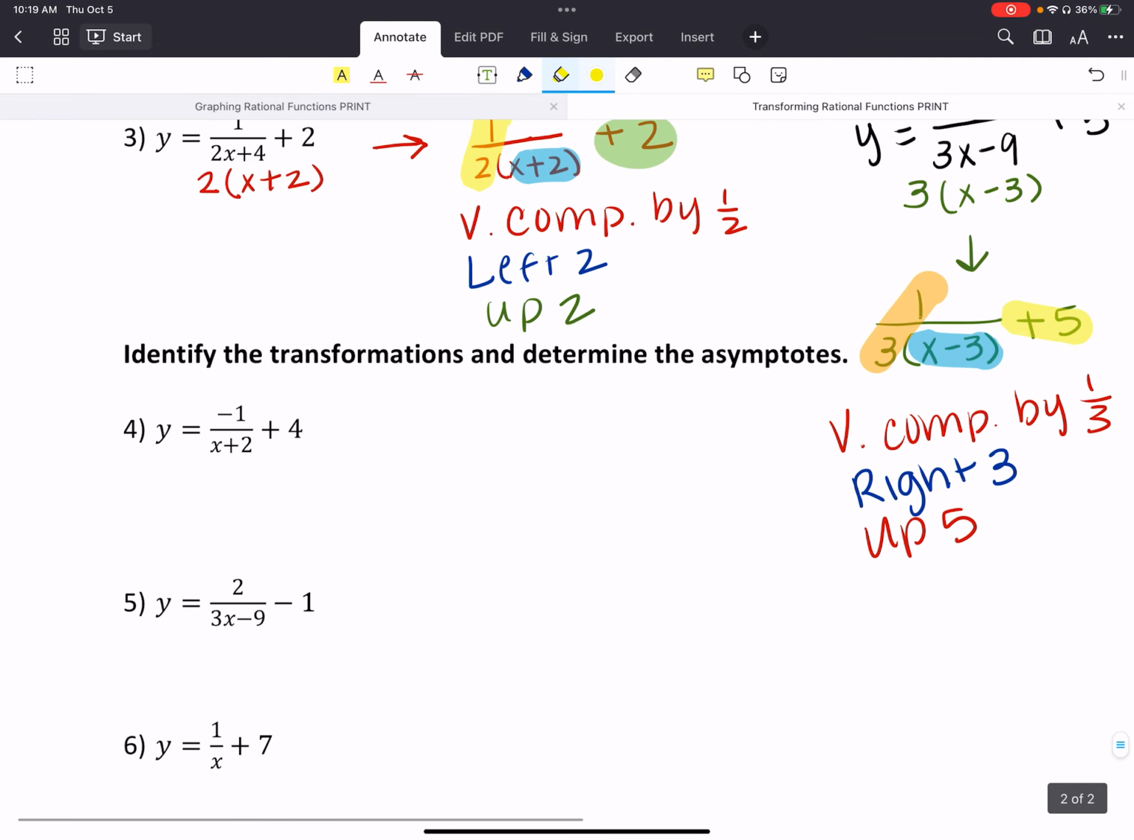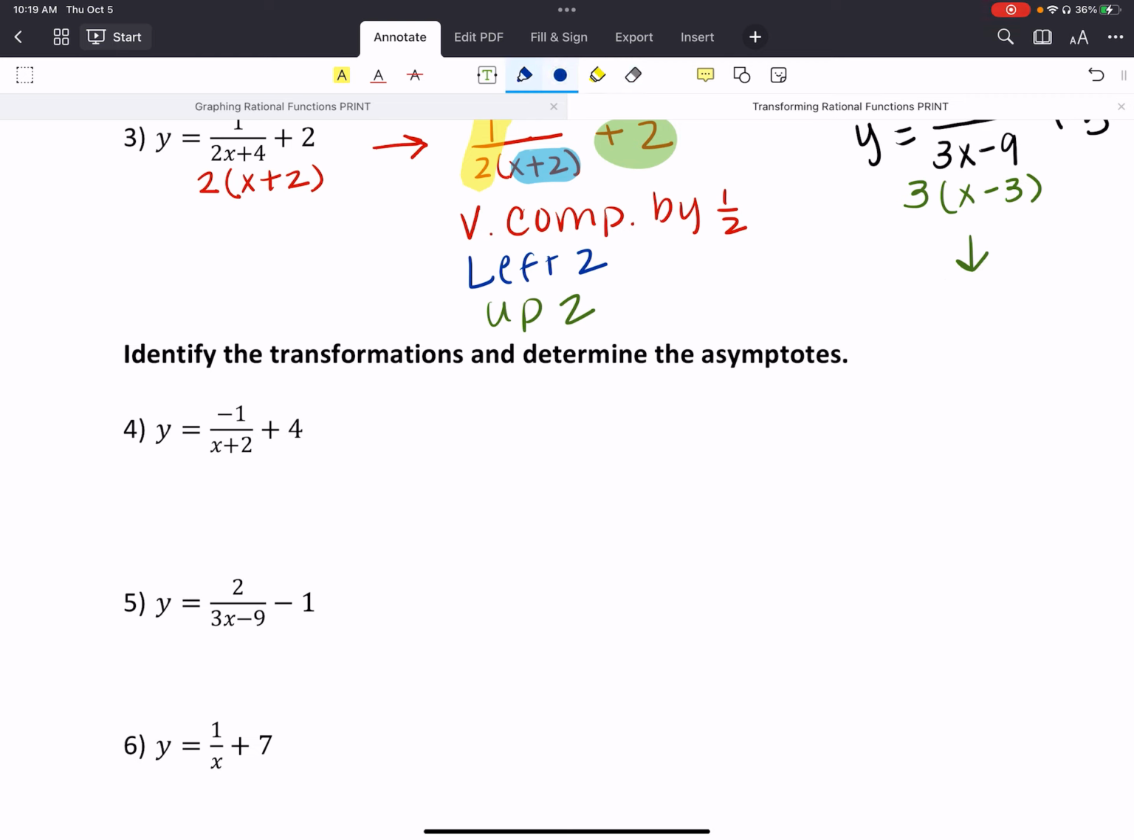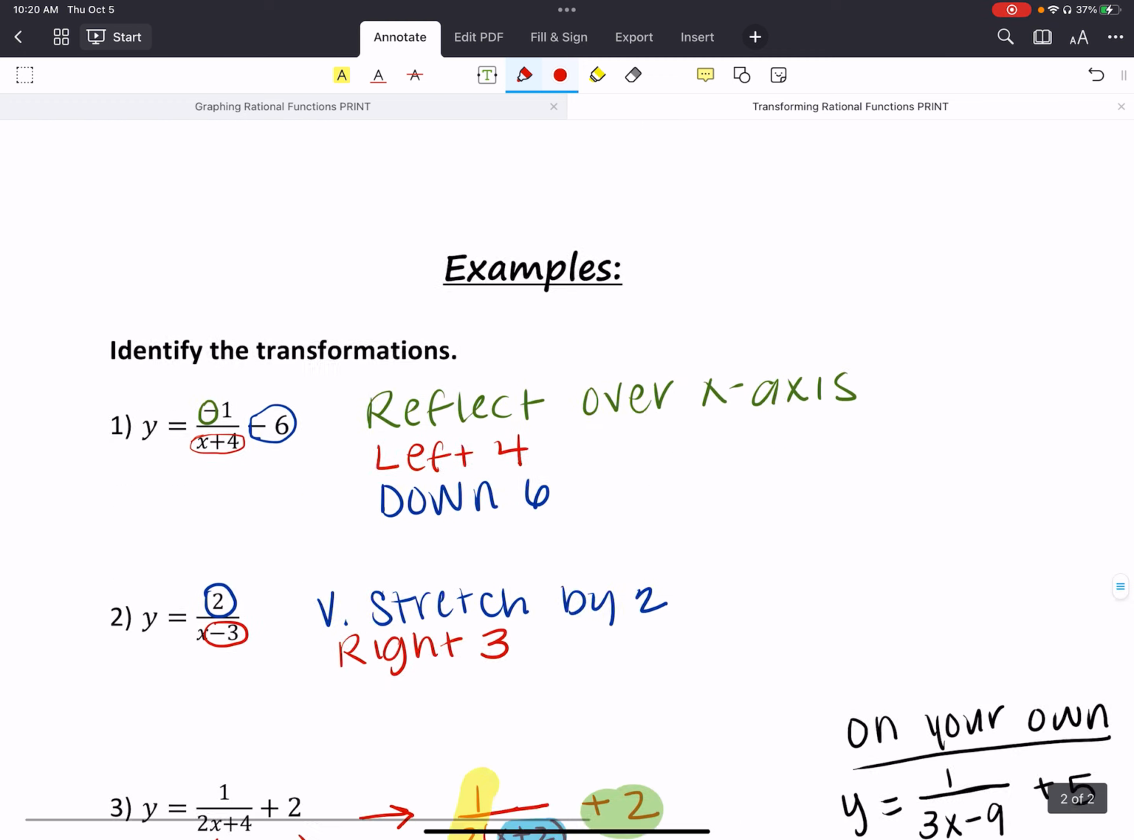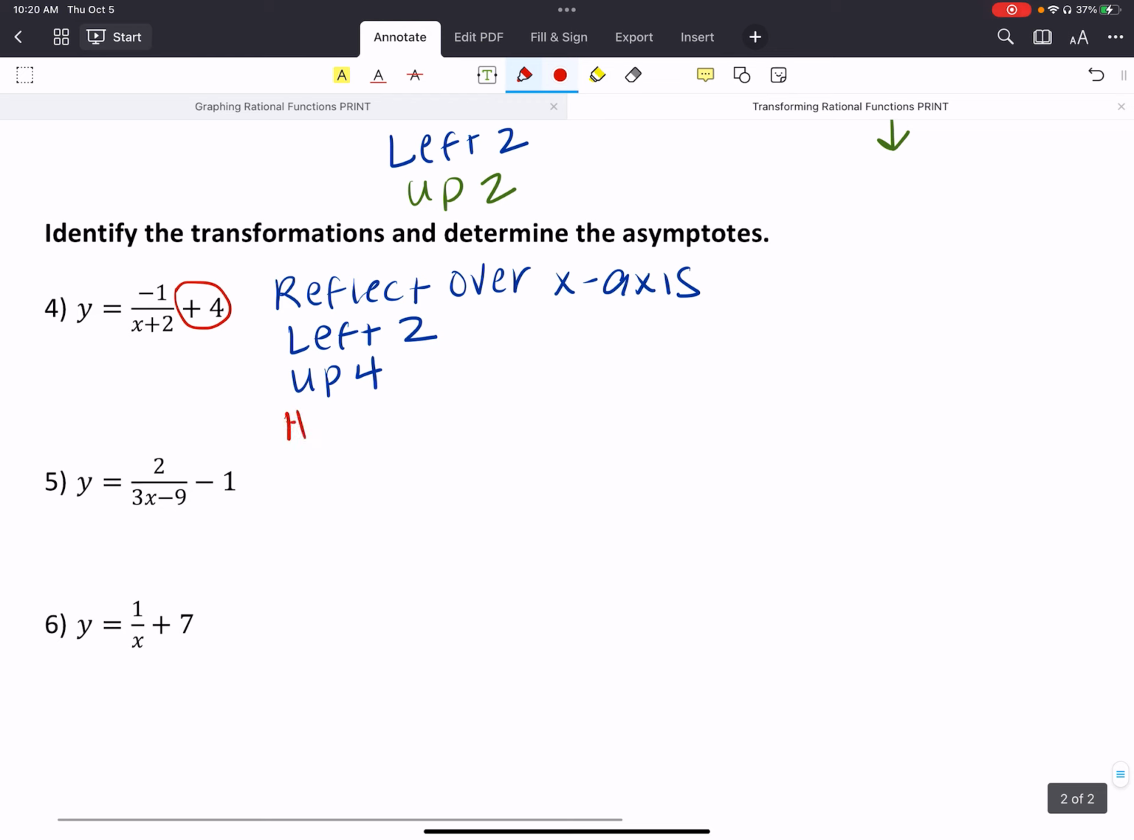So let's look at this first problem. So it tells us to find the transformations first. So let's do that. We have a negative in front, so we're going to reflect over x. And then we're going to go left 2, up 4. So those are our transformations. Now, if we're going to find our asymptotes, we have our plus 4 here. So if we go back to the front page, our plus k is our horizontal asymptote. So we're going to say our horizontal asymptote is y equals 4.